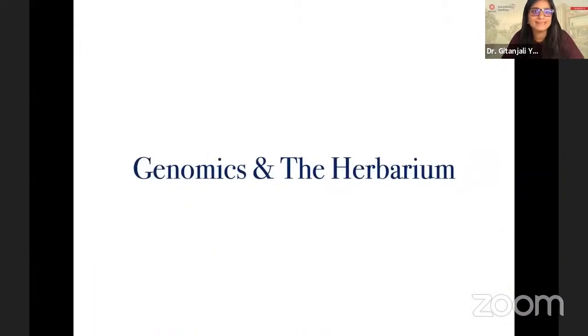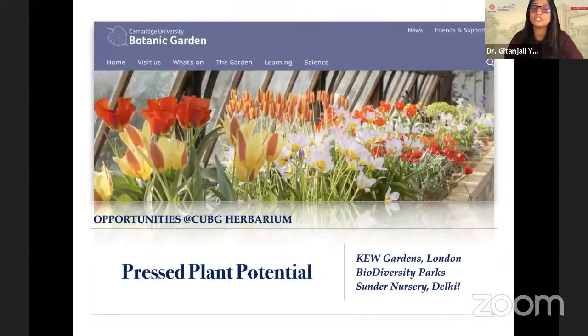Finally, on my last slide, I want to say that you must visit herbaria, or see if you can in some way make sense of the plants that you see around you. This morning, I was at the Sundar Nursery in New Delhi, and we played a game where we were matching trees to the leaves that we had around us. And there's a lot that you can do.